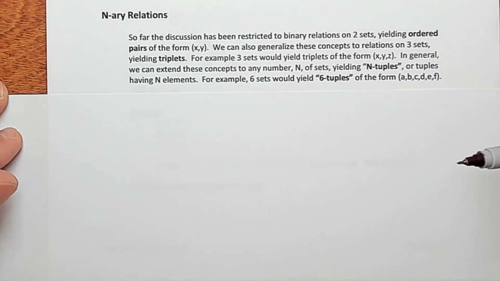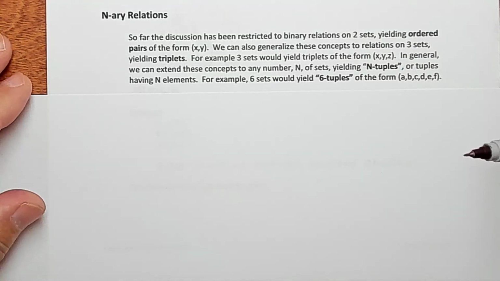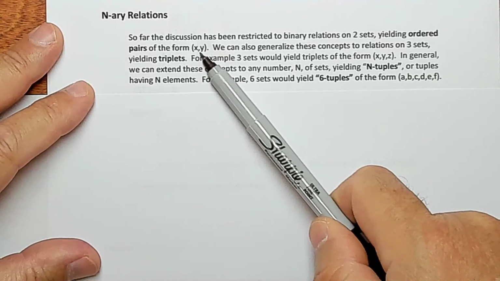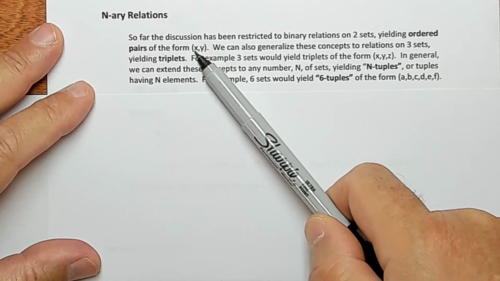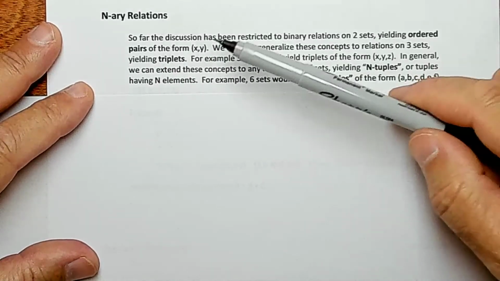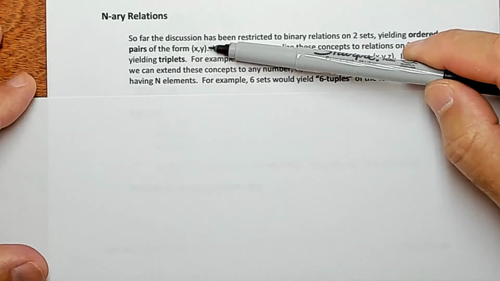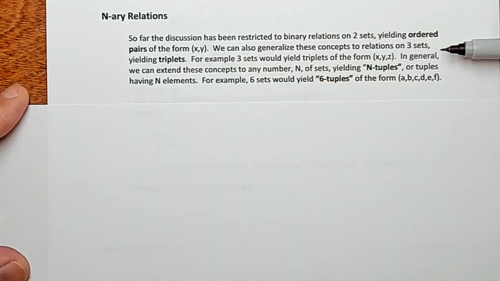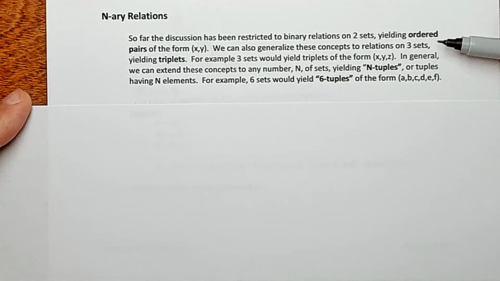But right now, let's talk about n-ary relations, or relations with n elements in them. So far we've just been talking about binary relations, because there are 2 elements in there. There's a pair. You could call them binary relations, or ordered pairs, or n is 2.